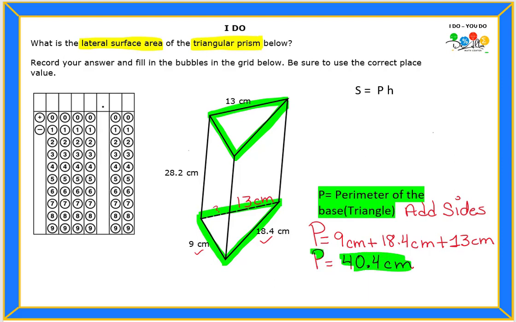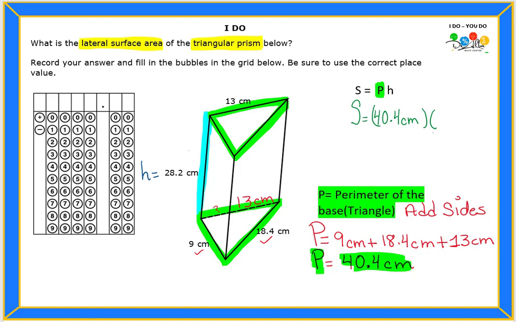So I'm going to come back to my formula. Do you see where the P is? That's perimeter. That's where I'm going to replace my 40.4. I am going to write down S equals 40.4 centimeters times the height. Remember what we said, the height is the distance between the two bases. This line right here is connecting the two bases, so that is the height of the prism.